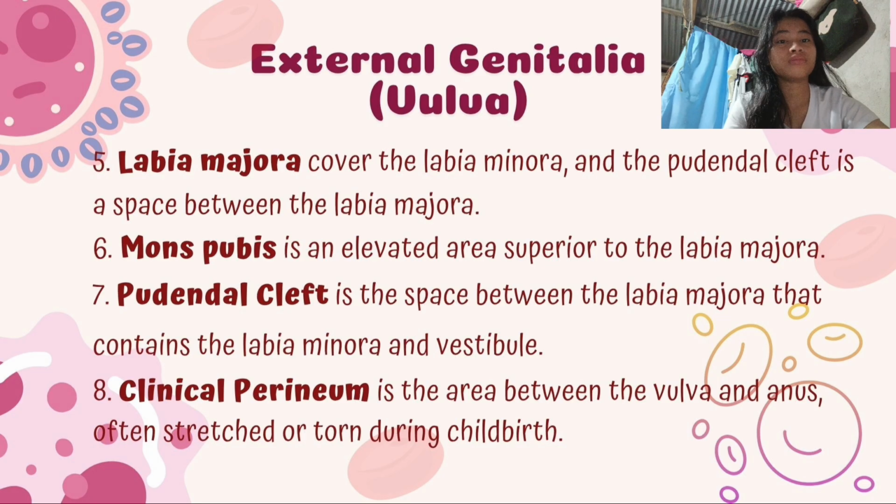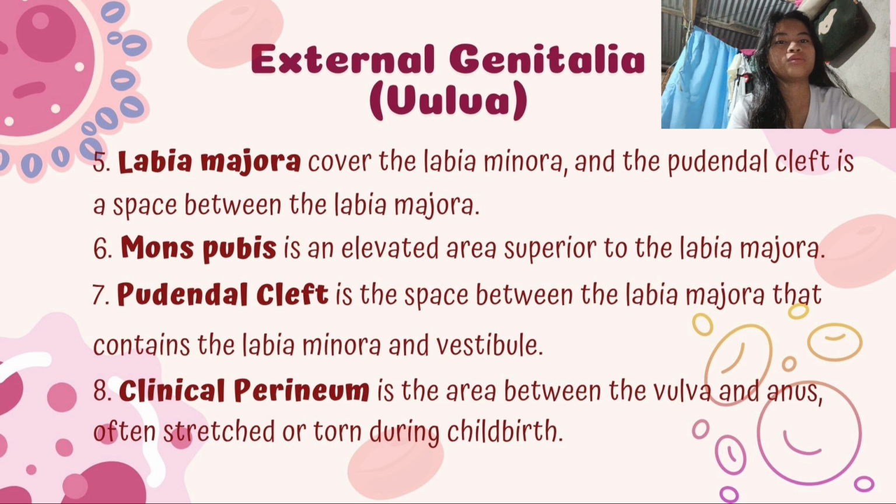Next is the labia majora. These are the outer folds of skin that cover and protect the external organs. They are similar to the male scrotum in structure and may have hair after puberty. The space between the two labia majora is called the pudendal cleft.